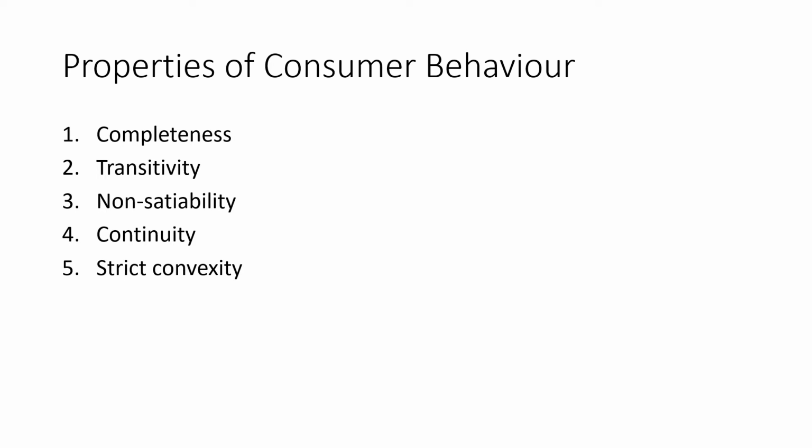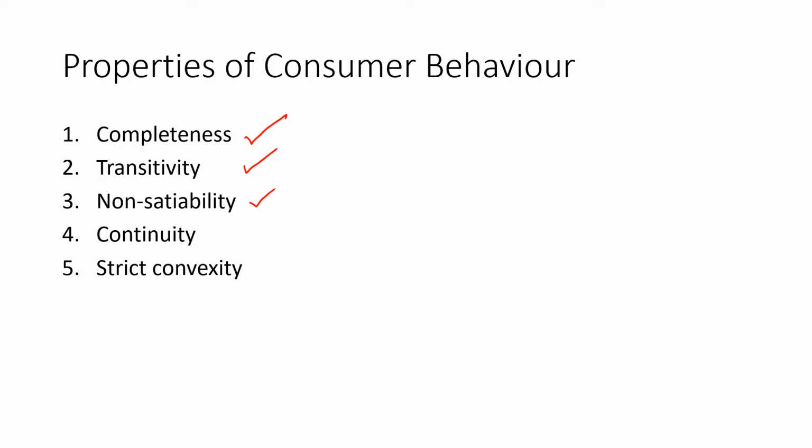And these properties are, the first one is completeness. Completeness simply means that a consumer is able to make his choices, he knows his choices. Then there is the property of transitivity. Transitivity basically means there is no cyclical behavior, and he can rank his preferences in a certain order, which is not cyclical. Then there is the property of non-satiability. A consumer always prefers to have more and more of certain goods.